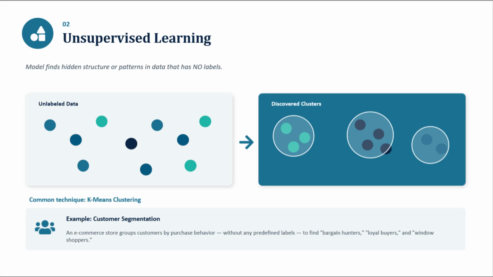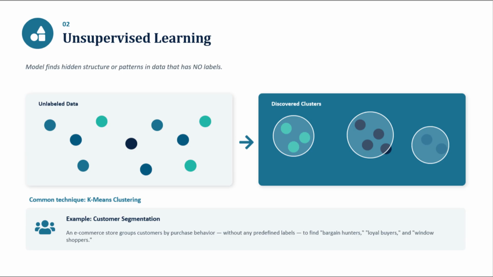Now let's remove the labels completely. Imagine you have thousands of customer records, but nobody tells you who belongs to which group. There are no labels, no categories, no correct answers. This is where unsupervised learning comes in. Instead of predicting labels, the model tries to discover hidden patterns by itself.